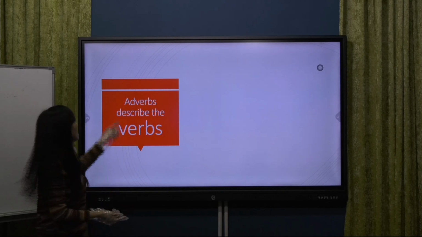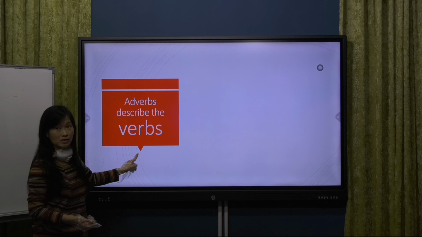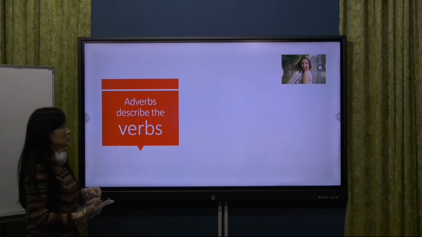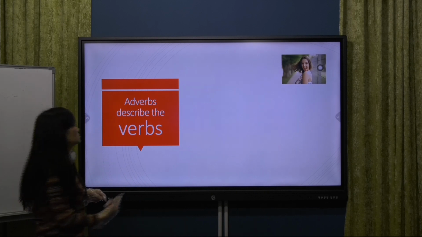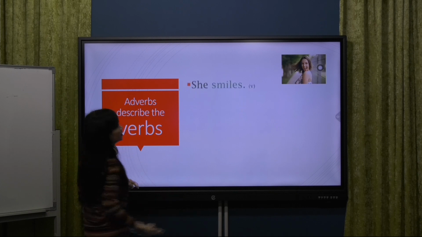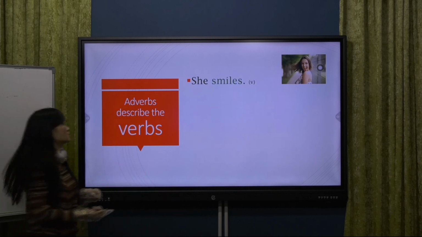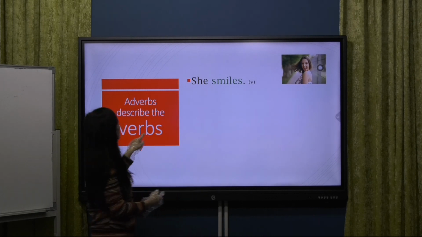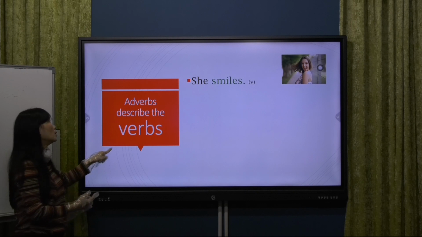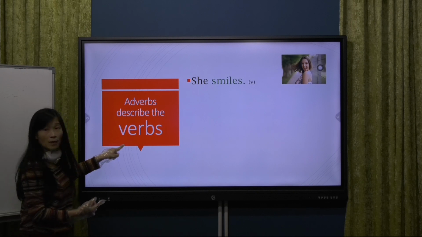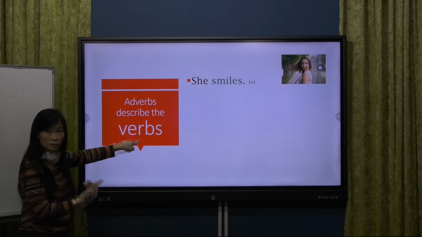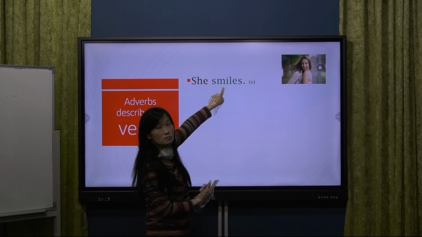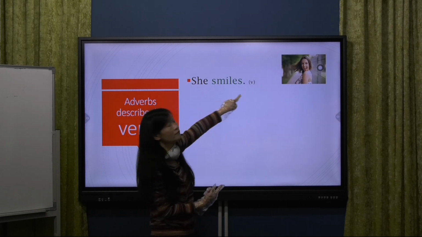An example for you. Adverbs describe the verbs. Look at this picture. It's a lady who is smiling. And look at this, a very short sentence. She smiles, all right? When we want to tell how an adverb describes the verbs, focus on the verb in a sentence first. The verb here is smiles.